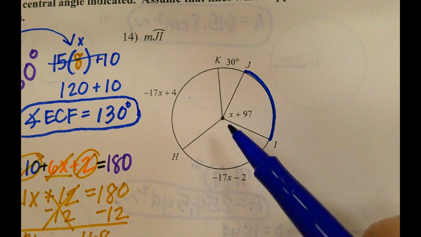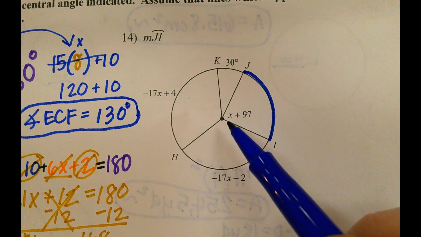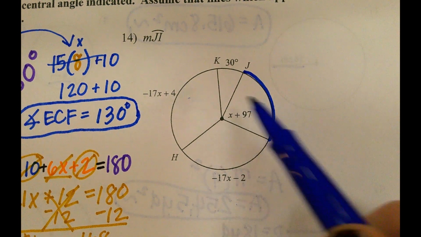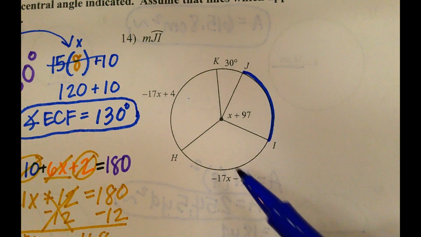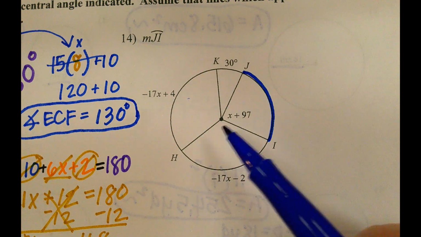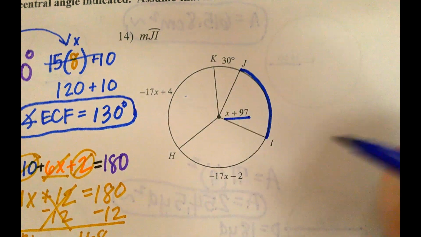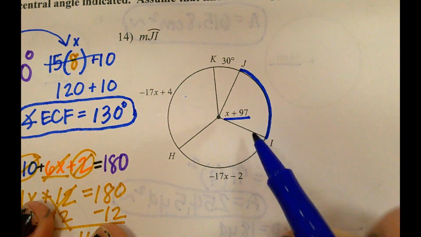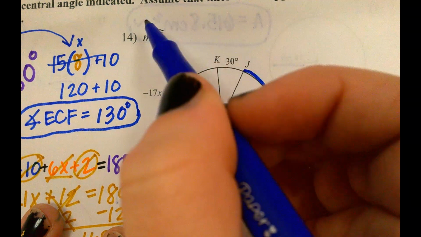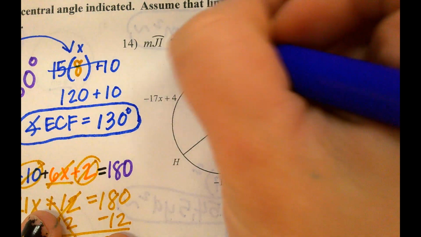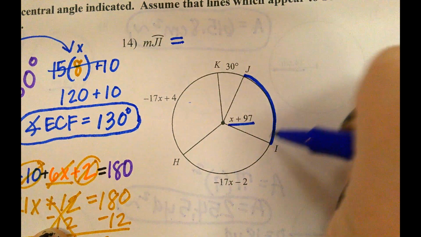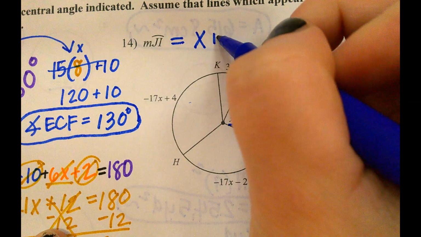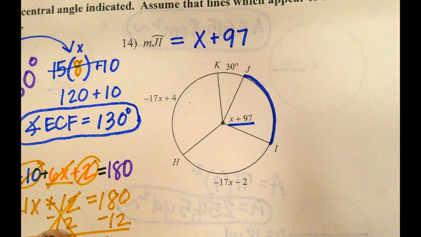Now, remember, since it's a central angle, that arc is the same measure as the angle inside. So what is the value for JI that they give us? X plus 97. Good. So just like on number 13, I'm going to write that value up at the top so that I don't forget. That's what I need to plug into. JI is X plus 97.